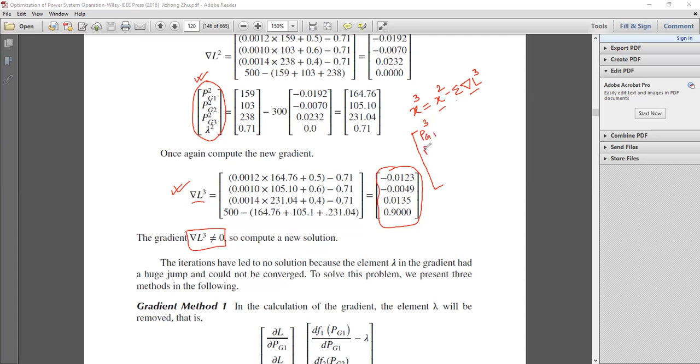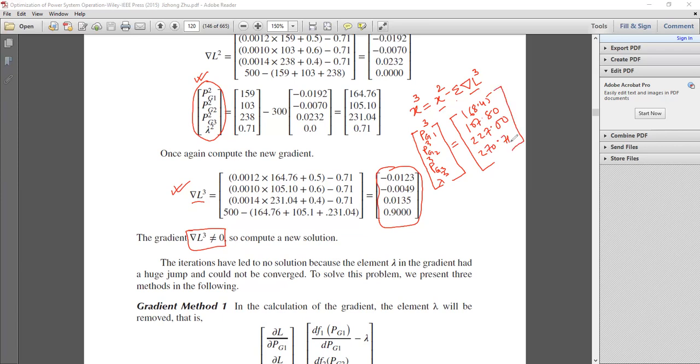PG1 3, PG2 3, PG3 3, and lambda 3. I'm not writing down the formula, I'm just writing the answers. 68.45, 7.80, 227.0, and 270.71.